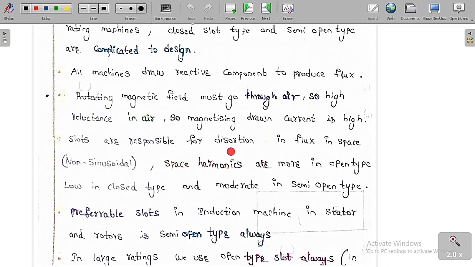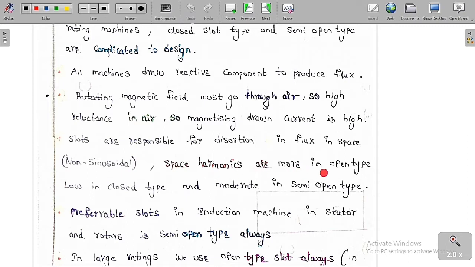Slots are responsible for distortion in flux in space. See, basically the slots on the stator and the slots in the rotor are responsible for the distortion of the flux in space. If there are no slots, then definitely the flux in the air gap is purely sinusoidal. But because of the slots on the stator and the rotor, there is a distortion in the flux. So the flux is not purely sinusoidal, it will be non-sinusoidal. Because of this, harmonic components are going to be present.